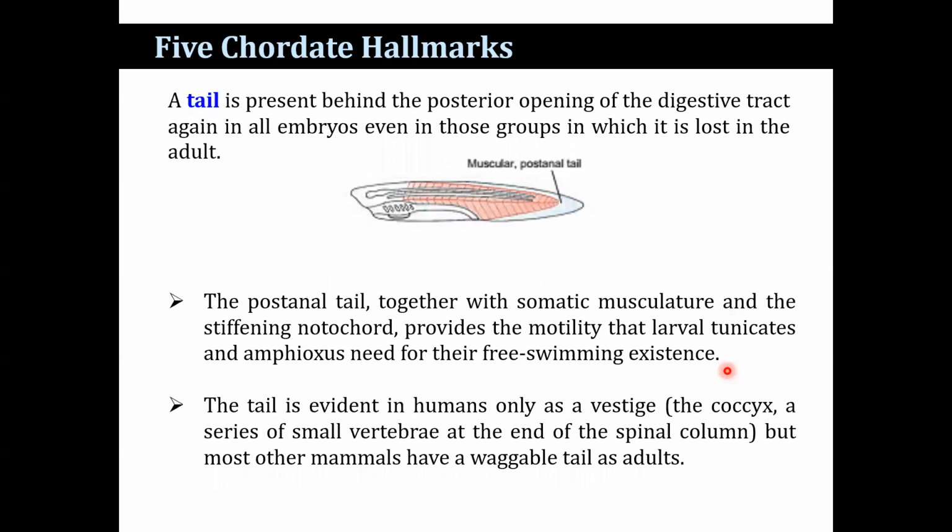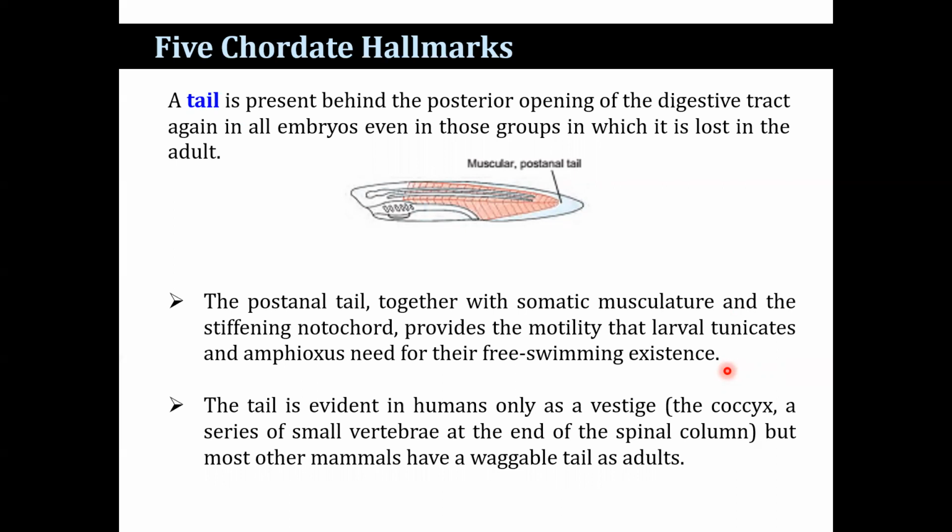Now the last one, the tail, which is present behind the posterior opening of the digestive tract, again in all embryos, even in those groups in which it is lost in the adult. The post-anal tail, together with somatic musculature and the stiffening notochord, provides the motility that larval tunicates and amphioxus need for their free-swimming existence. As a structure added to the body behind the end of the digestive tract, it clearly has evolved specifically for propulsion in water, and its efficiency is later increased in fishes with the addition of fins.